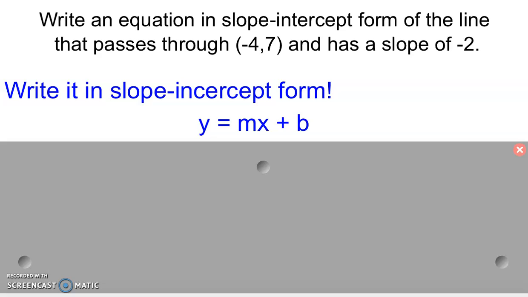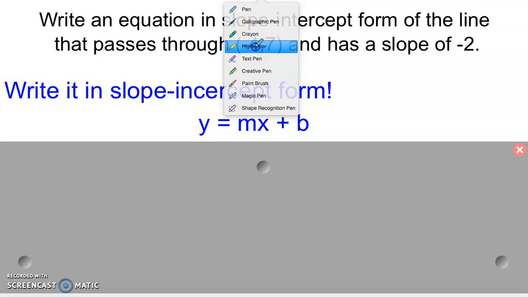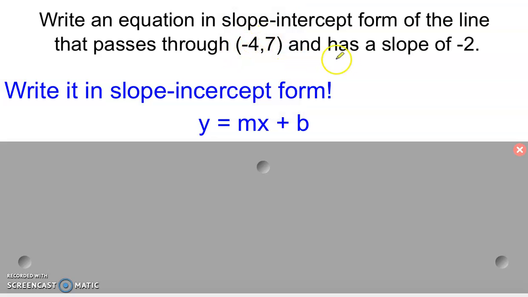Write an equation in slope-intercept form of the line that passes through (-4, 7) and has a slope of -2. So again, I'm just going to fill in into y equals mx plus b format. Okay, my slope is -2.